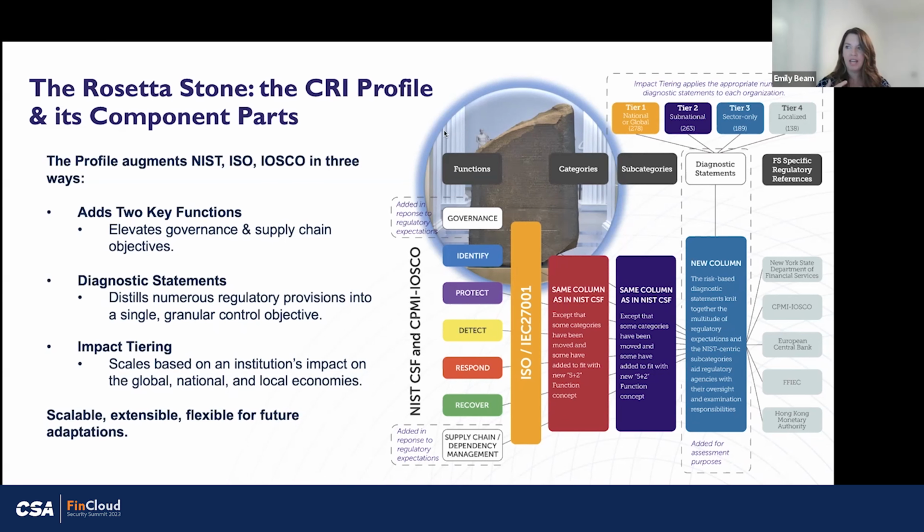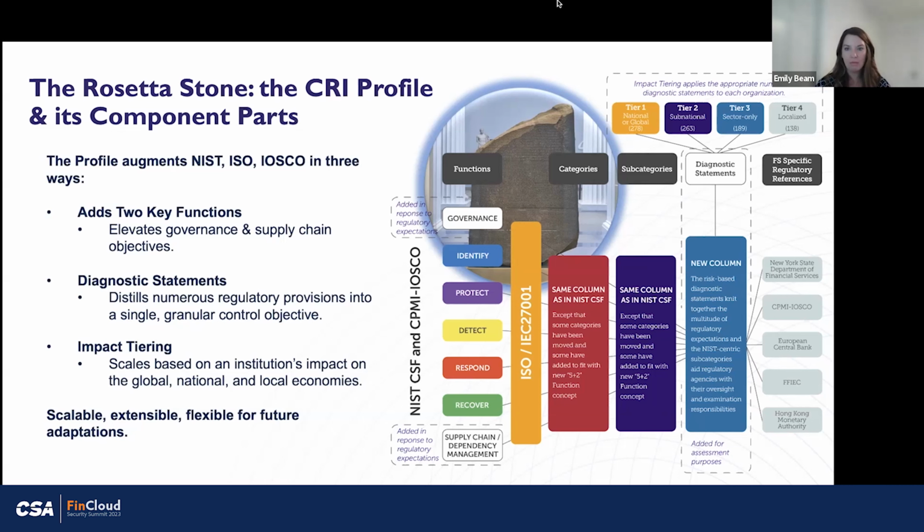But then we looked at the ISO 27001 control menu and the existing financial services sector-specific regulatory references and brought it down to a level of diagnostic statements. And so you'll see that in blue in the middle. And what that does is, where 10 different regulators are saying that a chief information security officer should report regularly to the board, they're saying it in different ways.